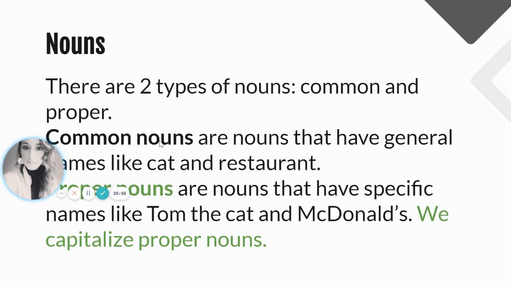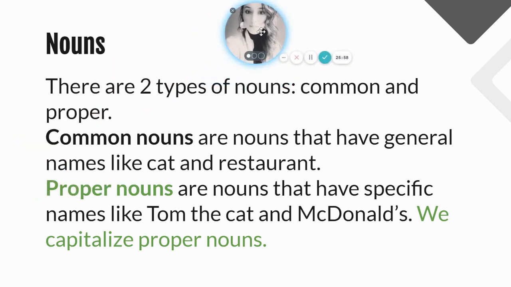There are two common types of nouns. We have common and proper. So to understand why we capitalize some things, we have to understand what those two types of nouns are. Okay, we have common nouns. Common nouns are nouns that have a general name, like cat or restaurant or pencil, okay? We don't capitalize those things because they're just general names. They're not specific, okay?